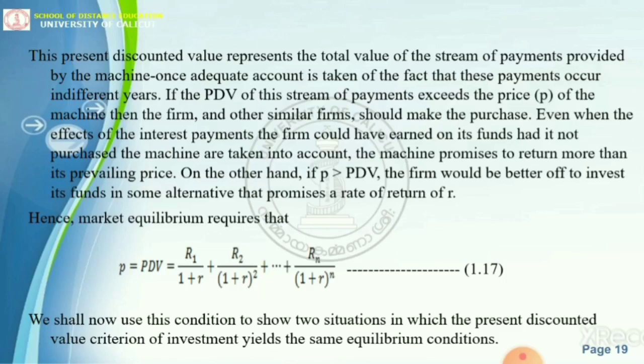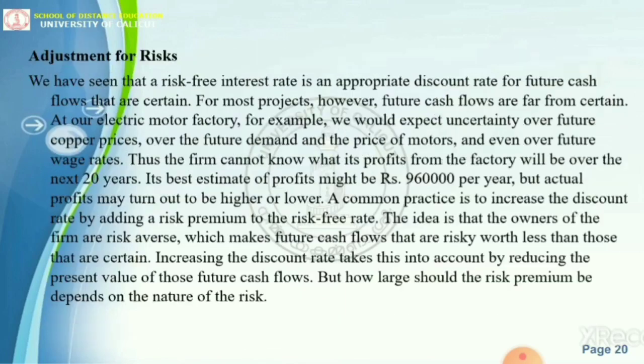On the other hand, if price P is greater than PDV, the firm would be better off to invest its funds in some alternative that promises a rate of return of R. Hence, market equilibrium requires that P equals PDV, which is equal to R1 by 1 plus R, plus R2 by (1 plus R) raised to 2, plus etc., Rn by (1 plus R) raised to n. So we shall now use this condition to show two situations in which the present discounted value criterion of investment yields the same equilibrium conditions.